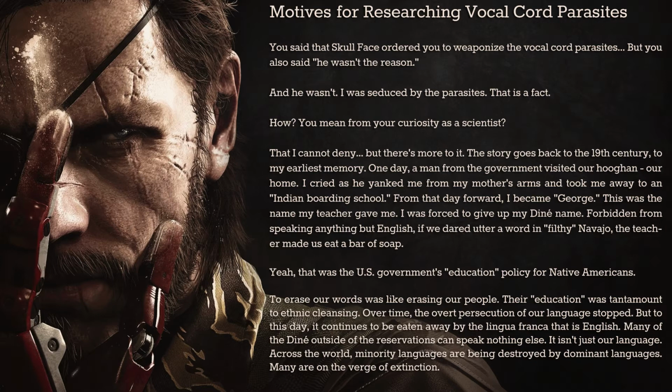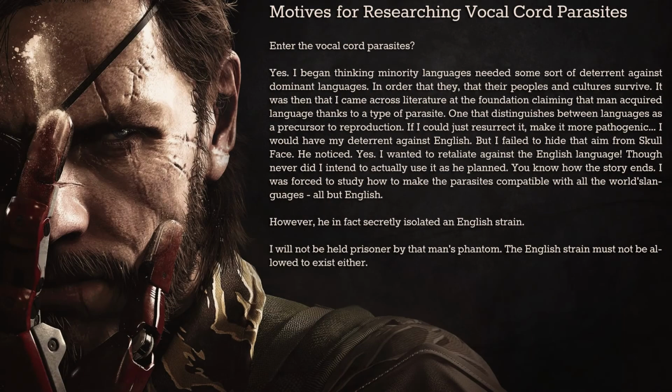And it isn't just our language. Across the world, minority languages are being destroyed by dominant languages. Many are on the verge of extinction. Enter the vocal cord parasites. Yes, I began thinking that minority languages needed some sort of deterrent against dominant languages, in order that their peoples and cultures would survive.